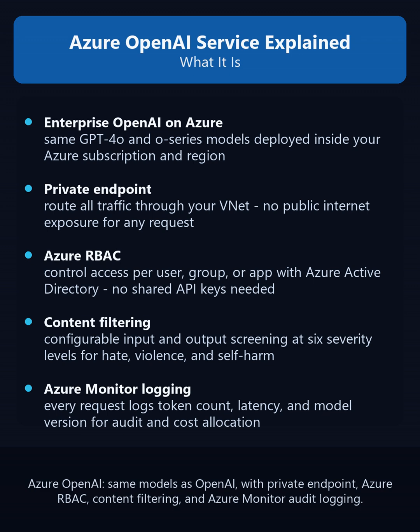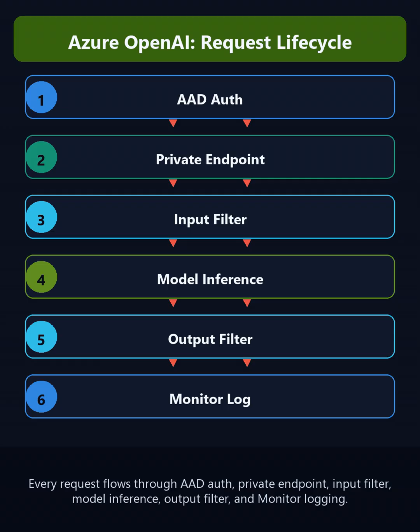Every Azure OpenAI request flows through 5 stages. Your application authenticates with Azure Active Directory or an API key. Traffic routes through your private endpoint inside the virtual network. The content filter layer screens the input for harmful content. The model generates a response on Microsoft-managed compute. The response passes back through the filter and is logged to Azure Monitor for audit.